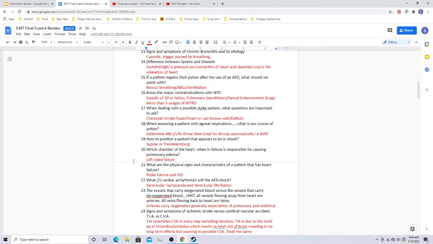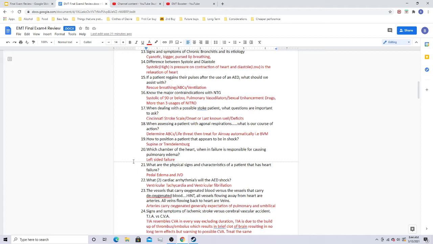So, how to position a patient that appears to be in shock: supine and Trendelenburg. If you're doing JBL, I think it might have said Trendelenburg, but I believe ACLS is saying now it's supine. This always goes back and forth. Either way, if you can get the patient to lie down, that's probably going to be the best that they can be in.